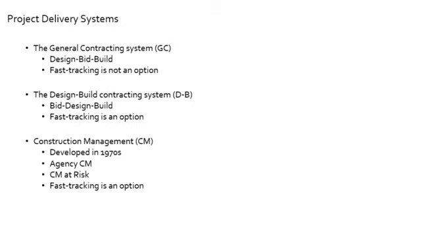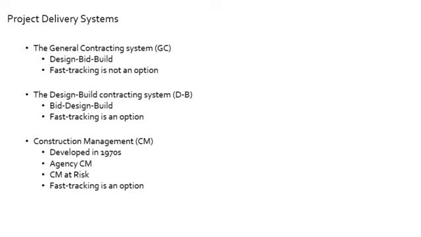The project systems, there are three that we're going to be discussing here. The general contracting system, your standard GC or Design-Bid-Build option. So this is where our design team completes the design documents and then they go out to bid for all qualified contractors. One is awarded and then it is built.